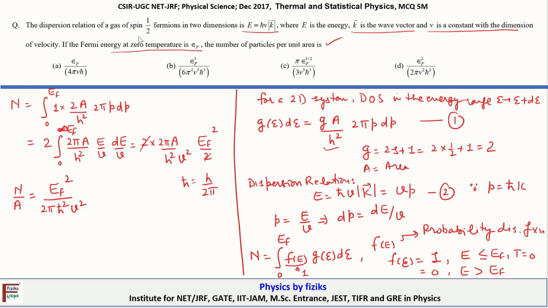Which is nothing but number density in 2 dimension. Okay, so this is our final answer. If you just take a look at the options which are given to us, D represents the answer that we have obtained, ef square upon 2 pi b square h cut square. So therefore D is the correct option here.